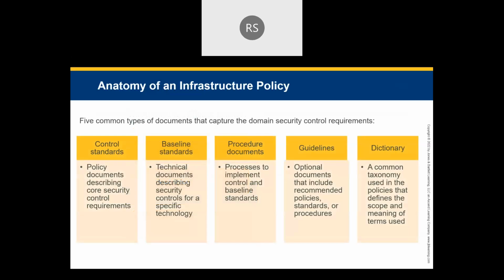In addition to organizing policies, there are five common types of documents that capture the domain security control requirements within the infrastructure's policies framework. The control standards are policy documents that describe the core security control requirements for a specific domain. Control standards provide a set of guidelines and rules that must be followed to ensure the security of the IT infrastructure. So they're going to outline the objectives, principles, and expectations for implementing security controls within the organization.